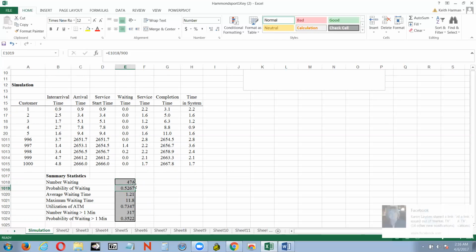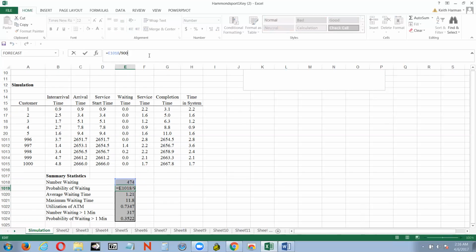The probability of being put into a waiting line is 0.52, and that is E1018 over 900. It's the number of those waiting, and there are 900 here. So 474 of the people out of 900 who come in are waiting. Your odds of waiting, or your probability of waiting, is 0.52. The average waiting time is computed from E116 to E105.